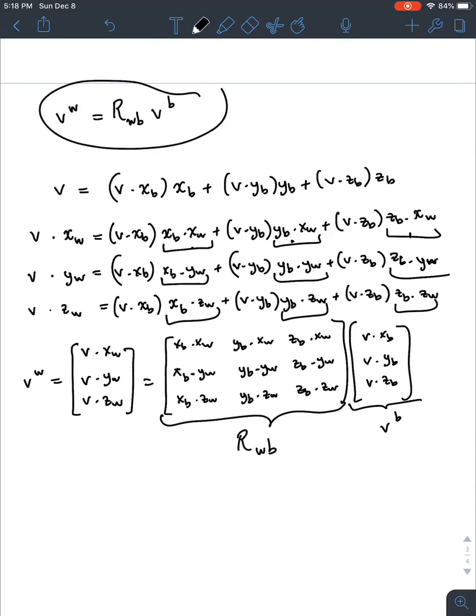So long story short, if you have an expression of a vector in the body coordinate system, in order to find the expression of that vector in the world coordinate system, you multiply the original expression in the body coordinate system on the left with the rotation matrix between the body and the world coordinate systems. That's the long story short.